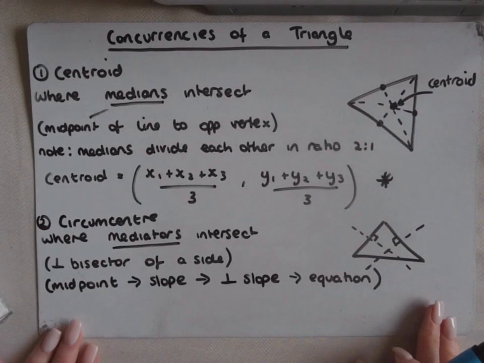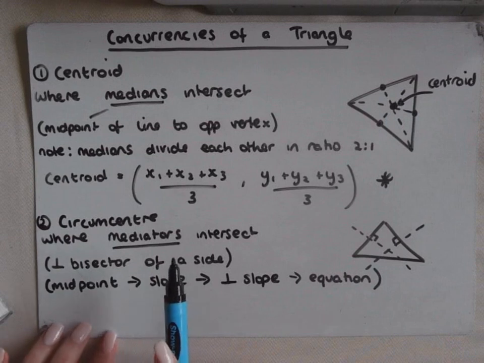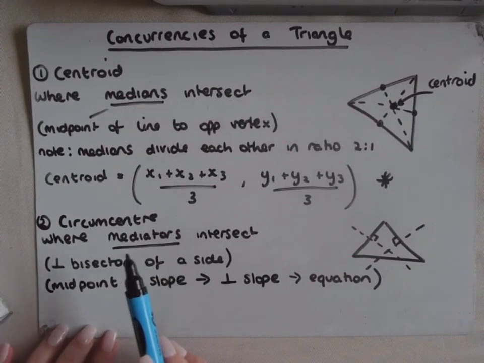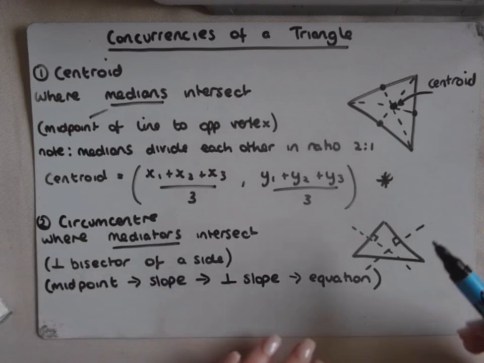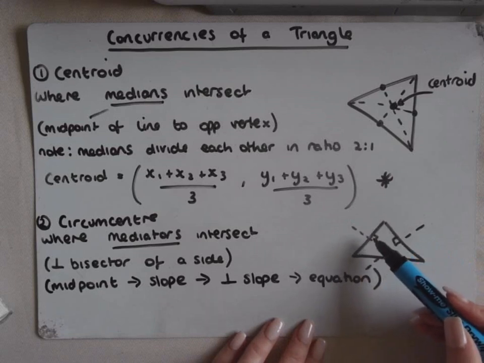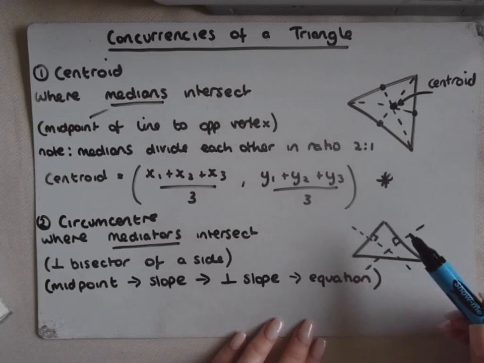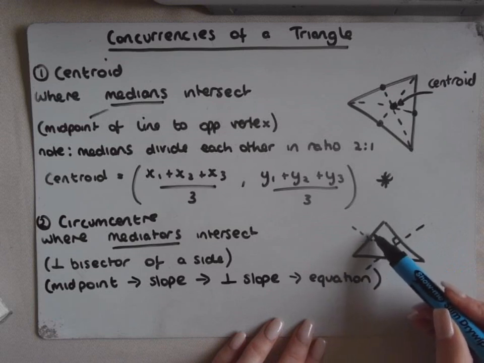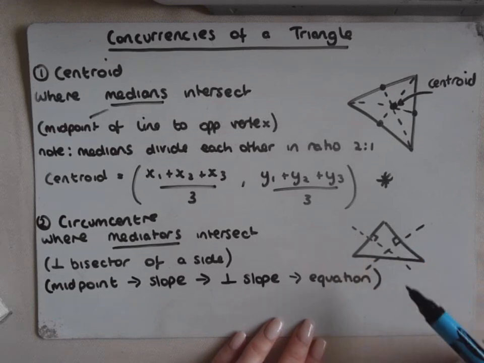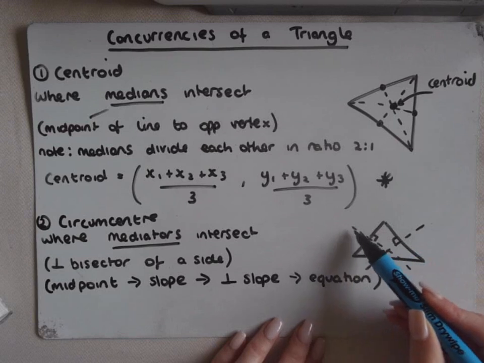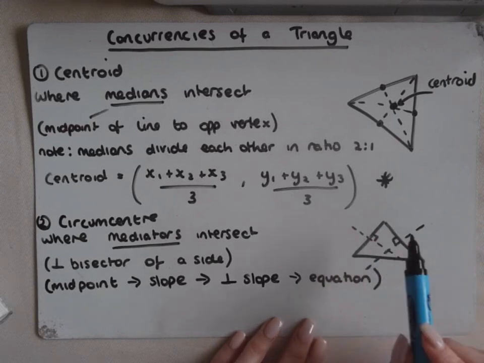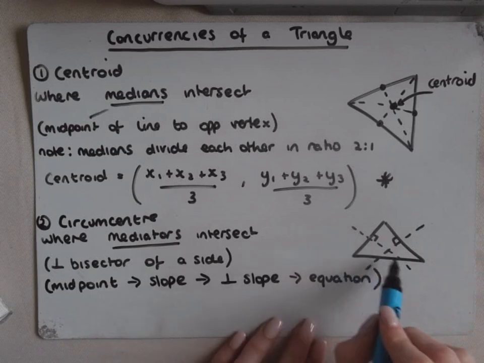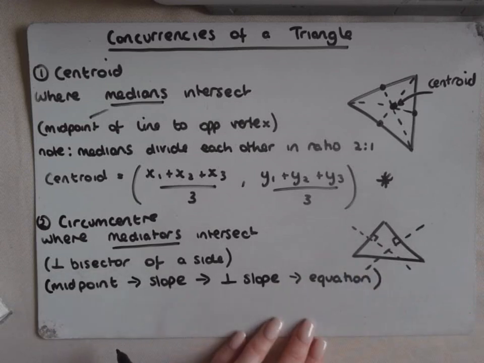Now the next concurrency is the circumcenter. So the circumcenter is where the mediators intersect. Now a mediator is the perpendicular bisector of a side, okay? So this is your side. The perpendicular bisector means it cuts the side in half and it's perpendicular, so it's a right angle, okay? So this line cuts this side in half and is perpendicular to that side. So we're looking for where the two bisectors of the sides intersect, where the two mediators intersect, okay?